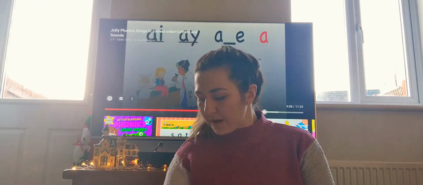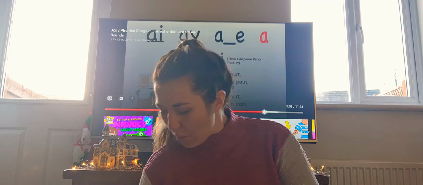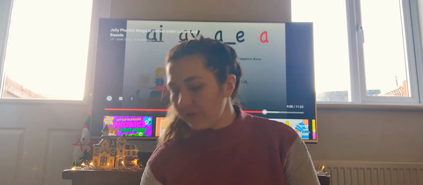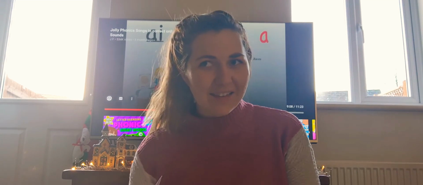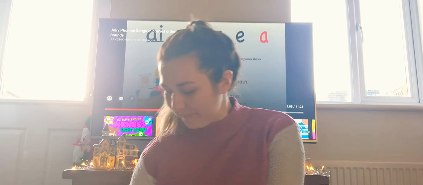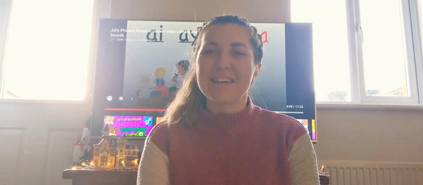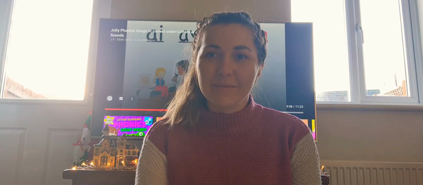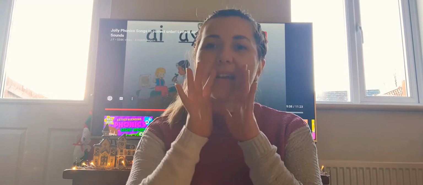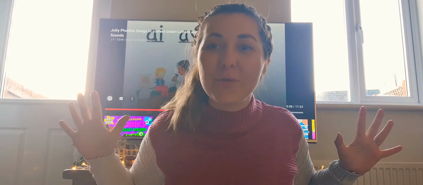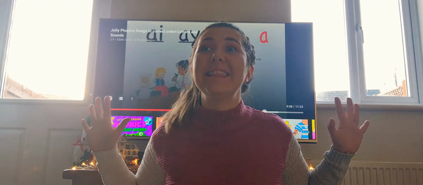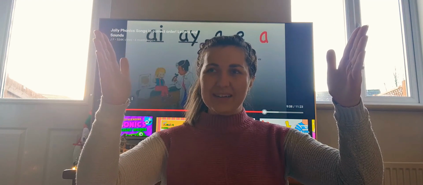Now, shall we have a go at writing a word with the A digraph? My first word today, I'm going to just show you a little picture of it. My cats have got one of these. It's a tail. We do not have tails, do we? Only animals have got tails. Let's all say the word tail. Tail. Let's whisper the word. Tail. Let's shout the word. Tail.